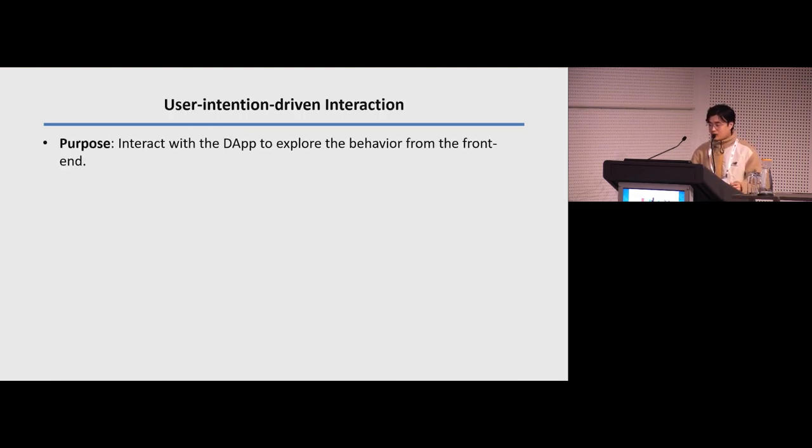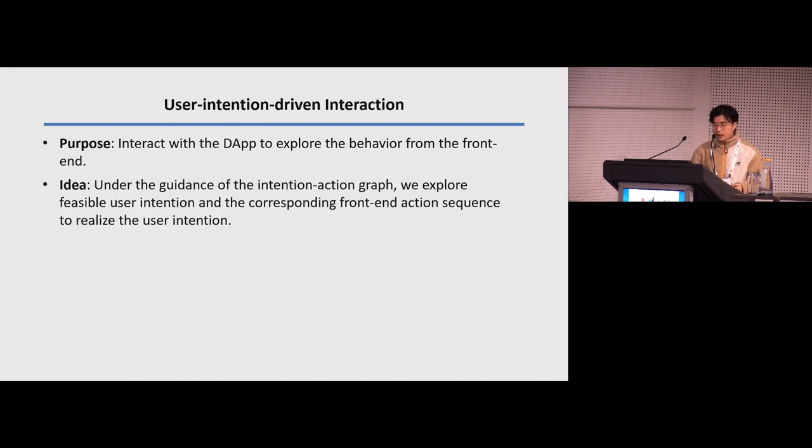The first part of our approach is user intention driven interaction. The purpose of this approach is to interact with the DApp to explore its behavior from the front end. Our idea is that under the guidance of the intention action graph, we can explore the physical user intention and the corresponding front end action sequence to realize a specific user intention. This approach consists of two steps.